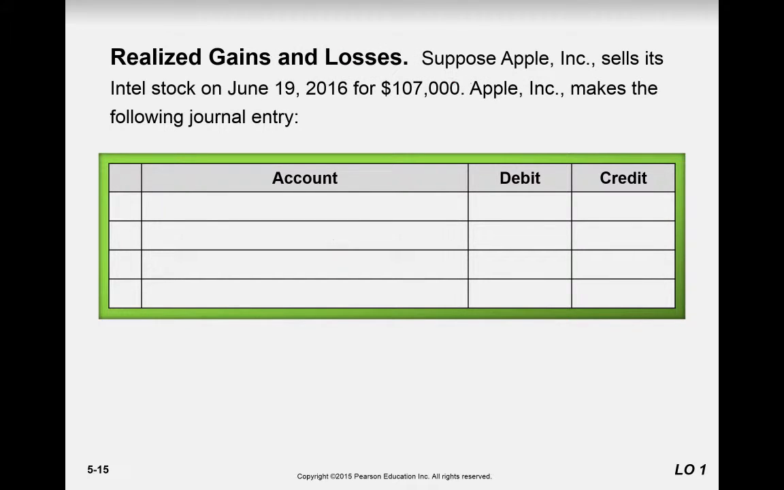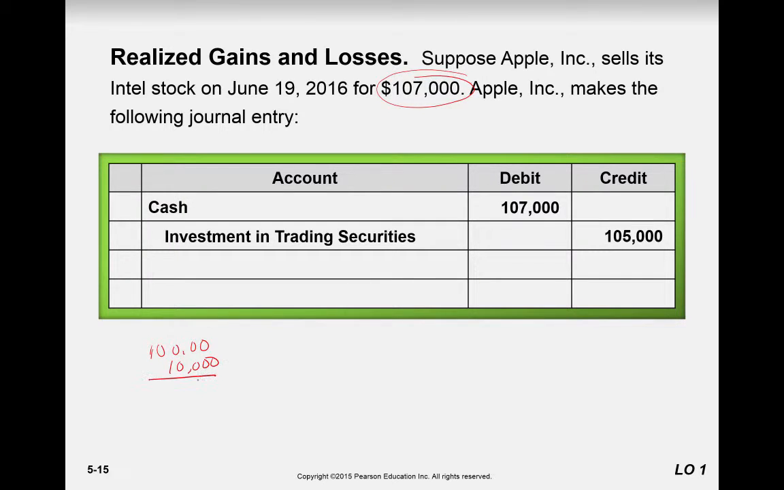Now we are selling it for $107,000. So we get $107,000 cash. That's the easiest way, right? Always look at what's happening to cash. We're selling the stock. But notice, remember we put it at 105. So we had it at 110, you'll recall, right? We initially had it at 100,000. Then we added 10,000 to get it to our 110, and this was an unrealized gain. And then we had to reduce it to 105, which is now our balance.